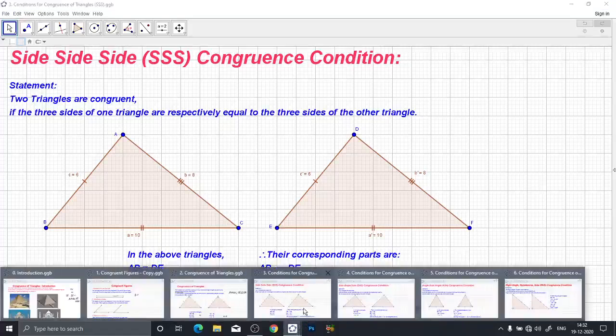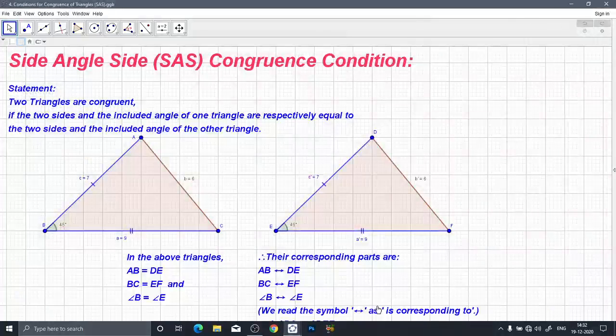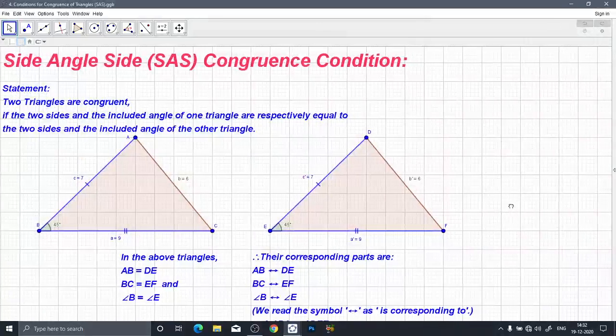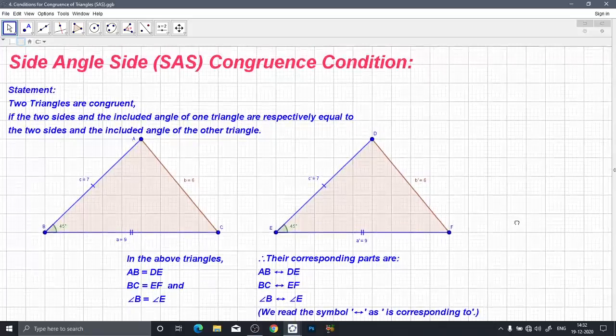So next one is the side angle side congruence condition. Here also the name itself suggests that if any two sides and the included angle of one triangle are equal to the corresponding two sides and the included angle of another triangle, then those two triangles are called congruent triangles. Here we are taking measurements of only two sides and the included angle.